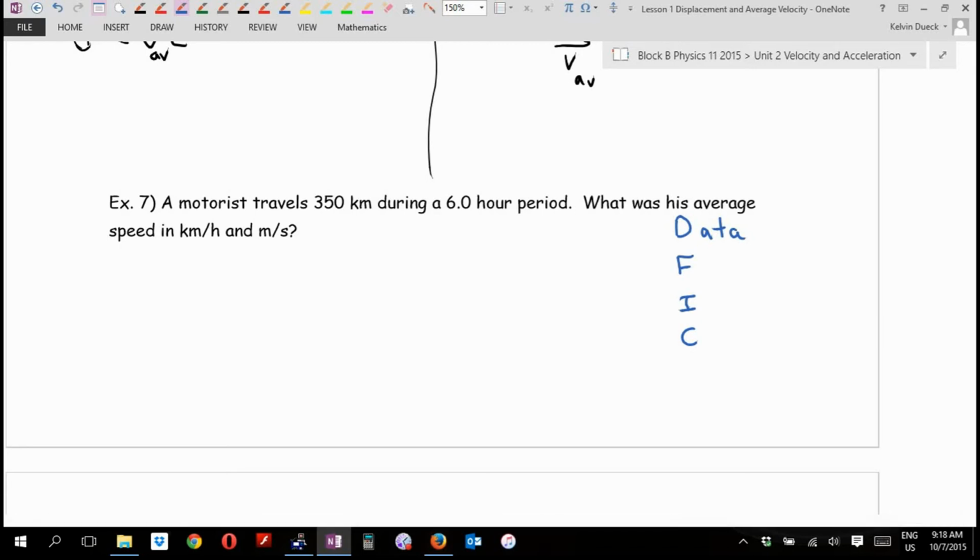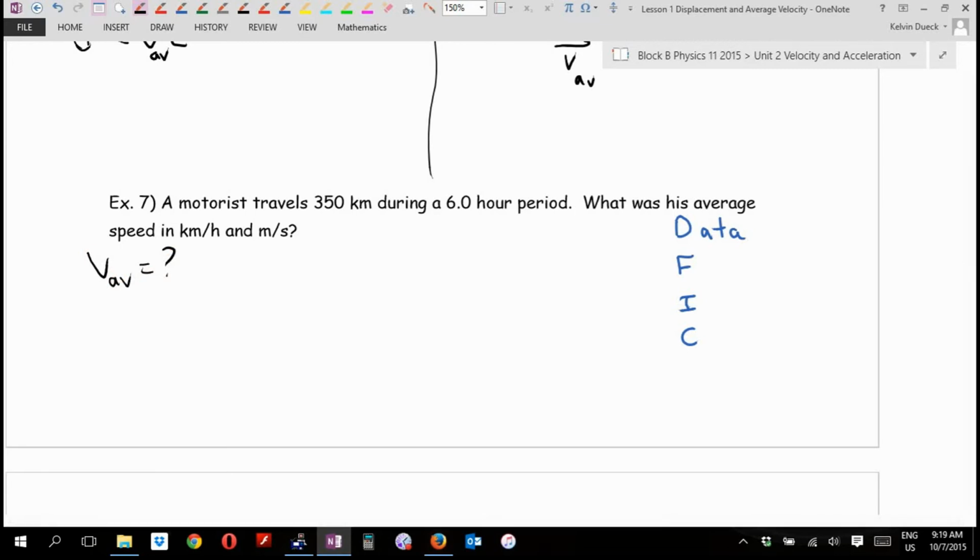What's example 7 asking me to find? Now, although these are word problems, the nice thing in physics is it's usually pretty easy to figure out what they're asking you to find. It's not like in math where you're like, let x be the number and all that. What are they asking me to find? There's a word in front of it. So I'm going to write this. VAV equals question mark.